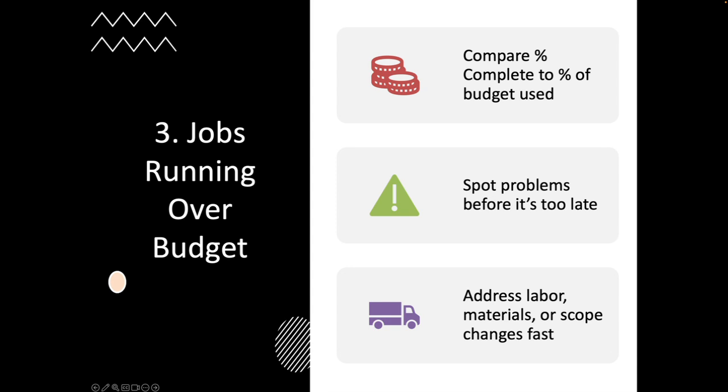All right, the third thing that you want to look for is jobs that are running over budget. This is where your percent complete number becomes really valuable because you get to compare it to the percent of your budget used, right? And so if you're halfway through the job, but you've already spent 75% of your costs, something is really off. WIP is going to give you that visibility in real time, not months later before it's too late to adjust or add that change order that you might need to add right now.